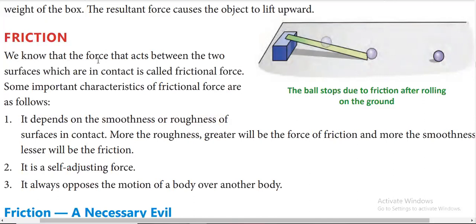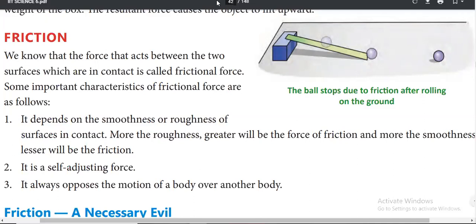Okay, so we know that this force acts between two surfaces which are in contact. It is called frictional force, and there are some important characteristics of frictional force. So we are discussing the different characteristics of friction. The first one is that it depends on the smoothness or roughness of the surfaces in contact.